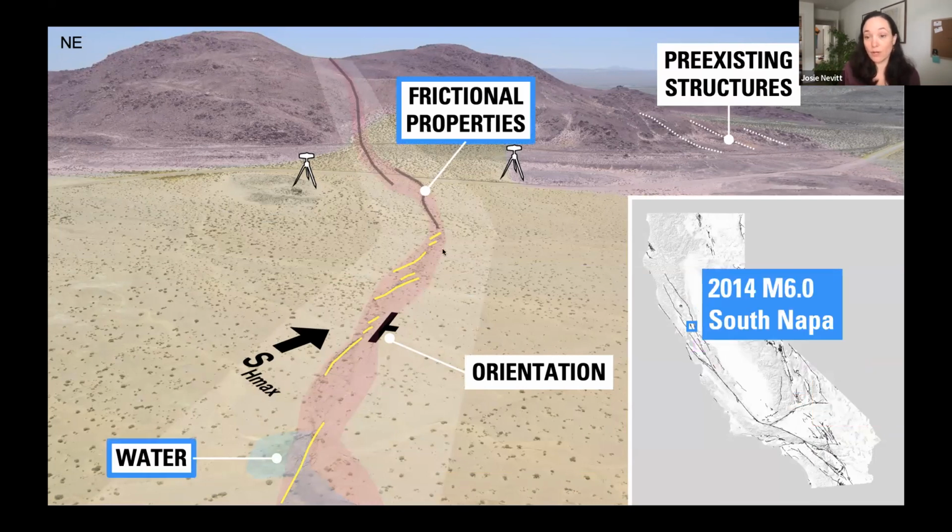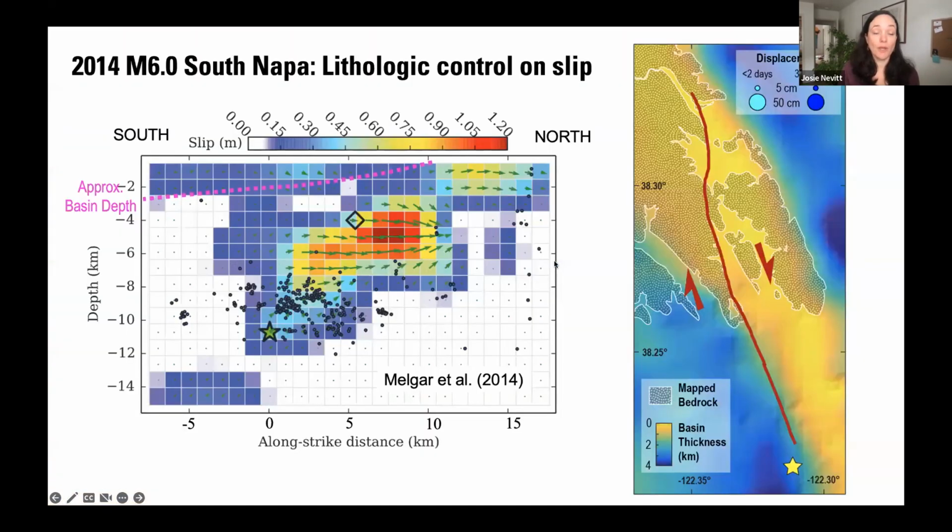And so I'll start with the South Napa earthquake and thinking about variations in frictional properties and the effect of water. So the South Napa earthquake nucleated about 10 kilometers depth and propagated up dip towards the north, kind of hugging the base of this alluvial basin. So geologic observations of co-seismic slip were really confined to the bedrock unit at the surface, and then post-seismic afterslip accrued in the alluvial basin to the south.